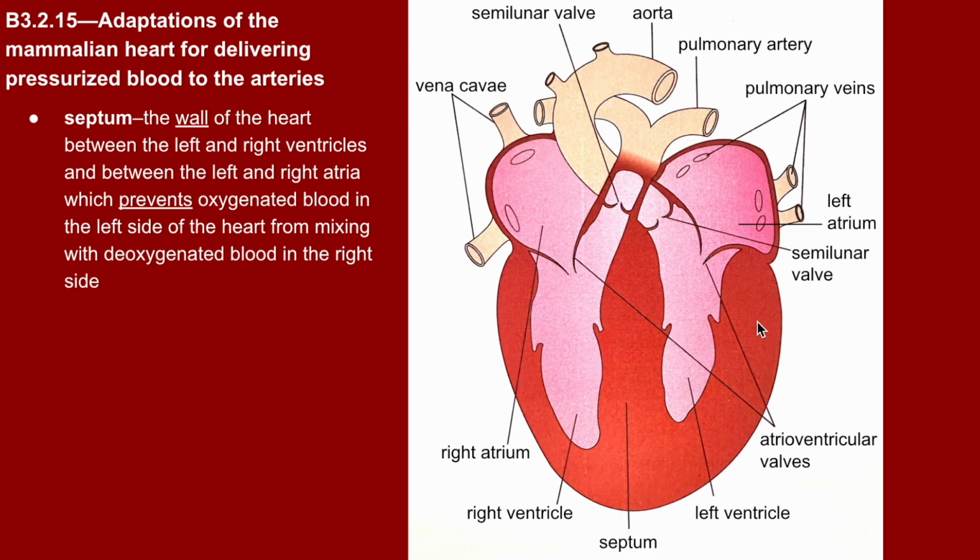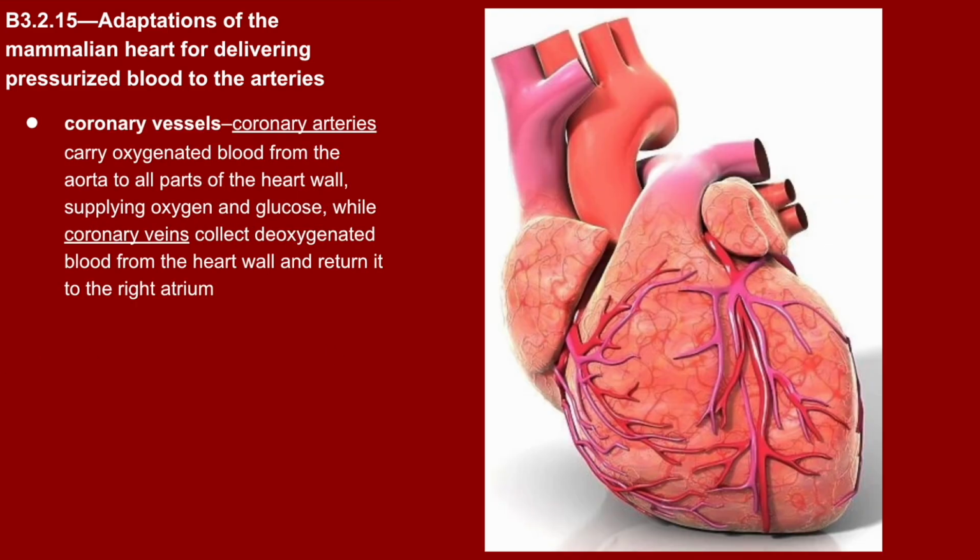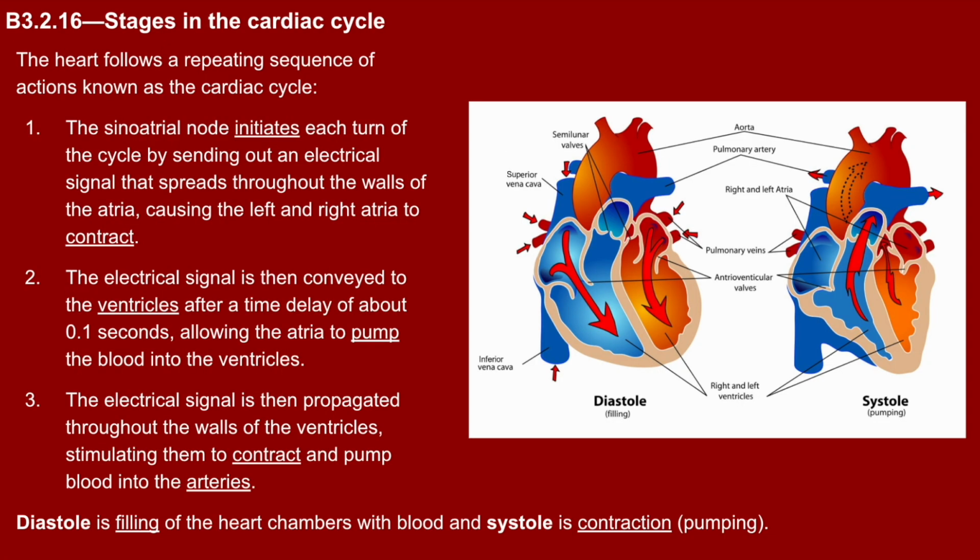It prevents the deoxygenated blood from mixing with our oxygenated blood. Okay, and then here are our coronary arteries and veins that are supplying the blood to the heart itself and then removing those waste products, the CO2 and urea, from those cells.